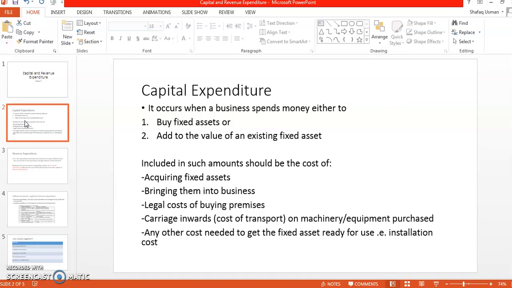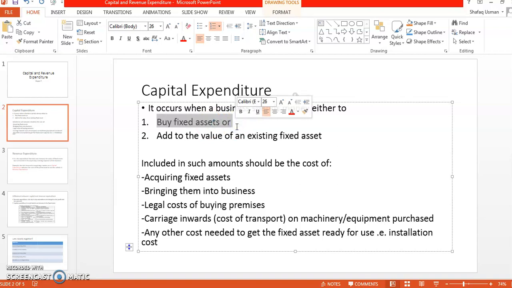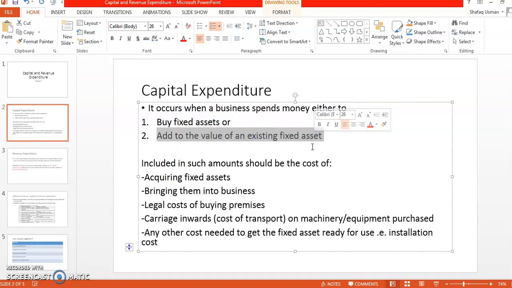Capital expenditure is an expenditure which occurs when a business spends money either to buy fixed assets or add value to the value of an existing fixed asset. So what did we talk about here? We said when you purchase a new fixed asset for the company or your house even, or you add value to an existing fixed asset, we classify it as capital expenditure.